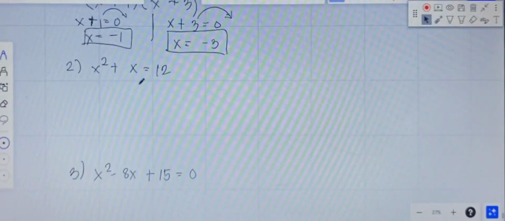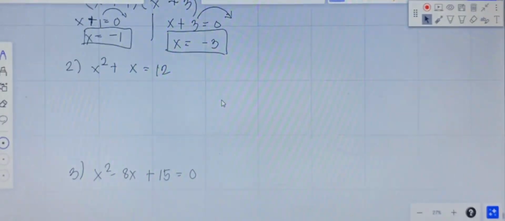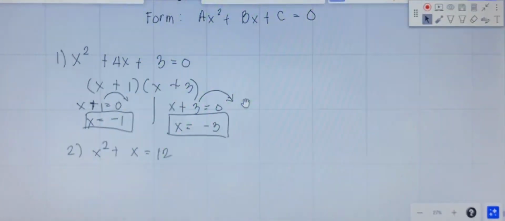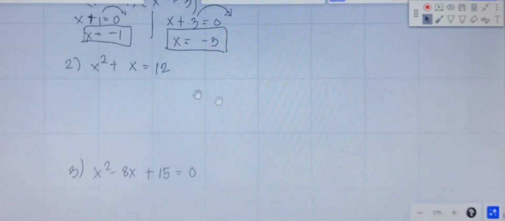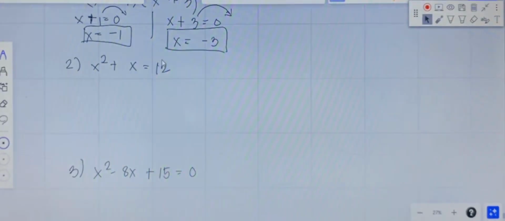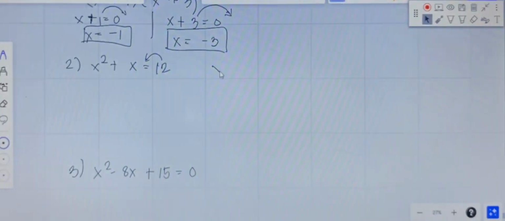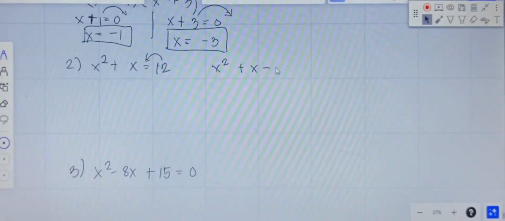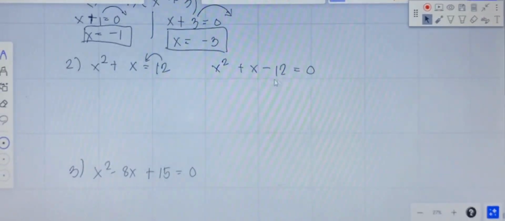X squared plus x is equal to 12. Now, of course, again, they should be in the form of ax squared plus bx plus c equals 0. Now in this case, not yet. It's not yet in that form, so we have to transpose this 12 to the other side of the equal sign. So what's going to happen? So x squared plus x, it will become a minus 12 on this side, and that's equal to 0. Now, let's look for the factors of x and 12.